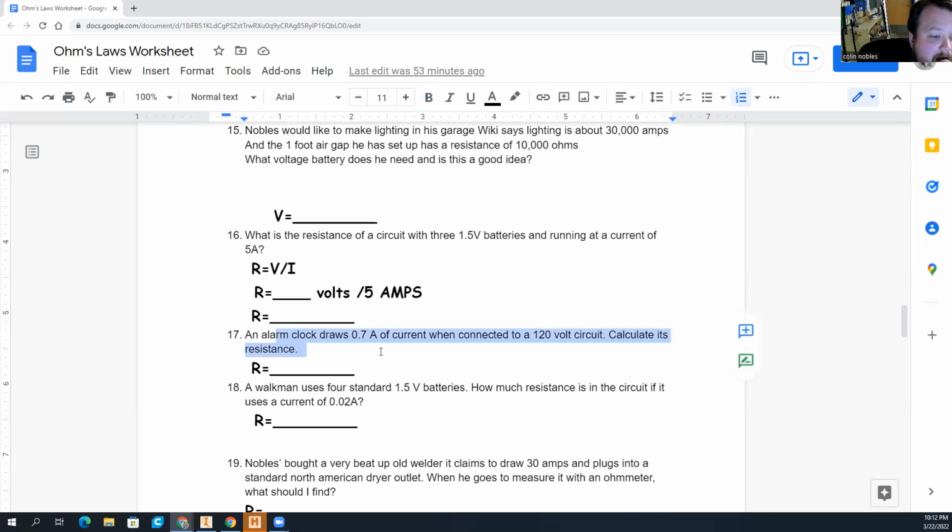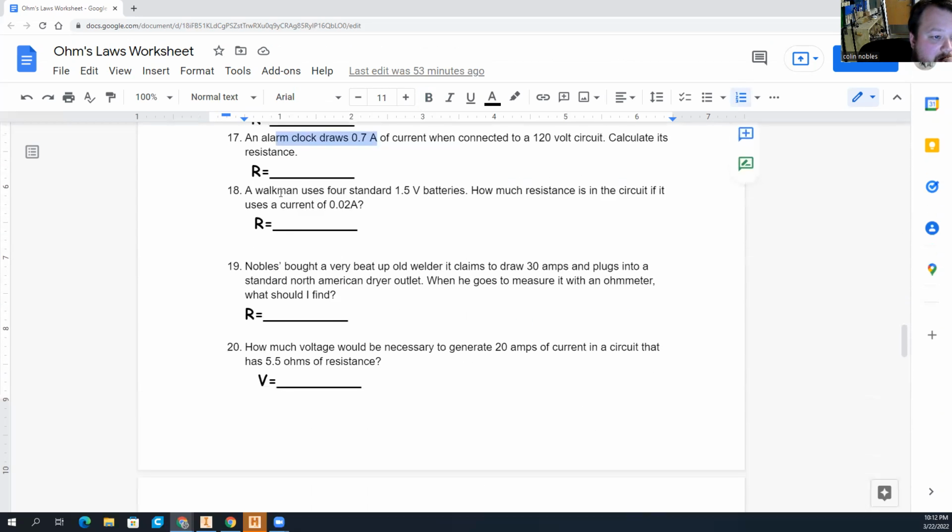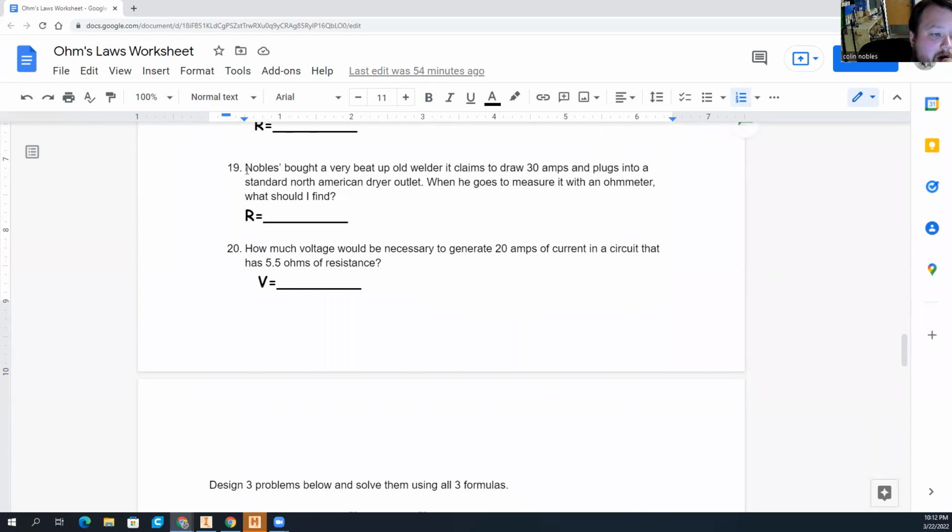This is just an alarm clock problem working with weird numbers. We're using 4 batteries in this problem instead of 3, so you have to figure that out. This is a good one, actually. I really like this one.